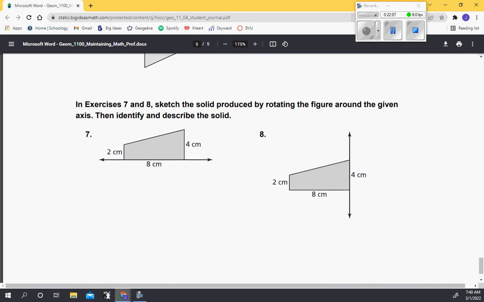7 and 8 we're not going to really do. This is that rotating figure. This is what we called a solid of revolution. All it says is we would rotate this figure around this line. And we would rotate this figure number 2 around this line. I can draw number 2 a little bit better. All it would look like is the final product would look something like this.